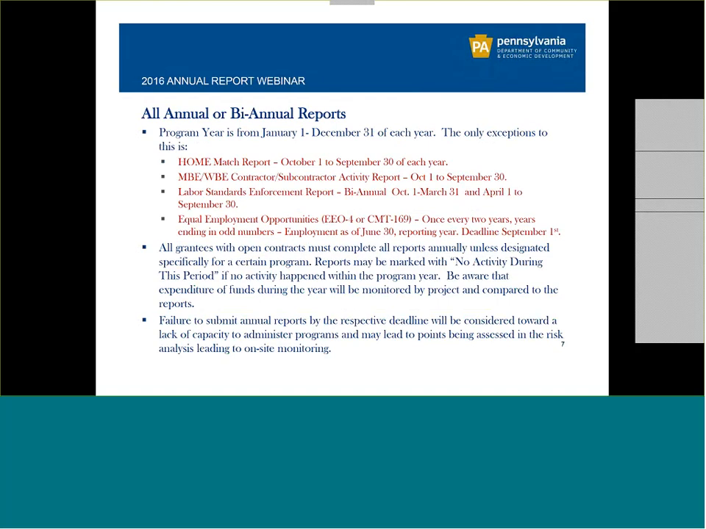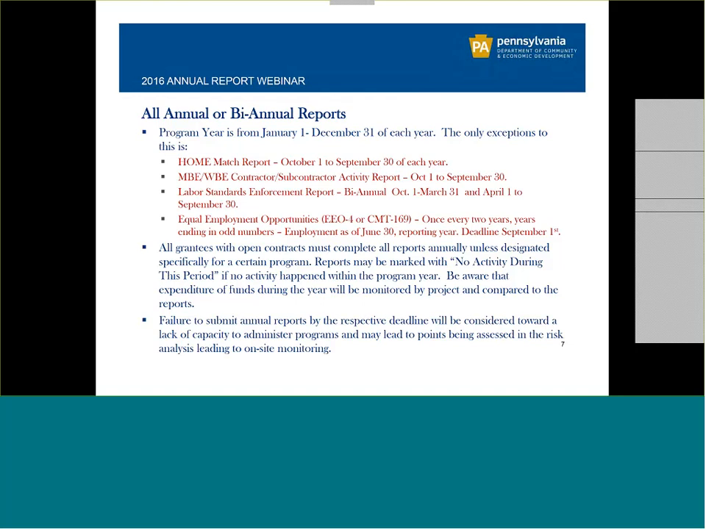As we said, generally our program year runs January 1st to December 31st, but some of our forms do have different program years. So again, look at your reporting schedules. We have the program years on there for all of those forms. Please pay attention to those. All of the forms are either annual or biannual, other than the equal employment opportunities. That one goes every 2 years, and it's on the years that are ending in an odd number. So for 2018, there will be no equal opportunity form.